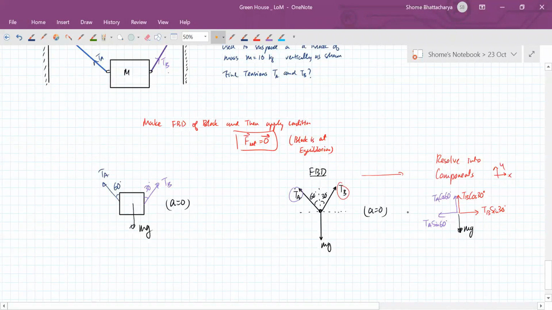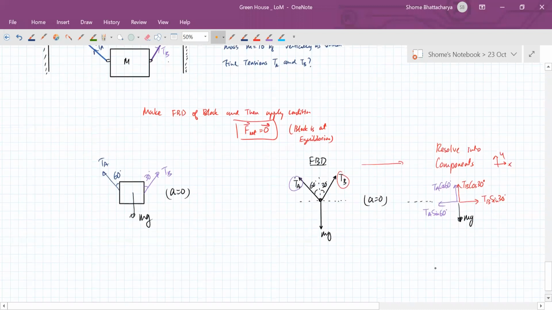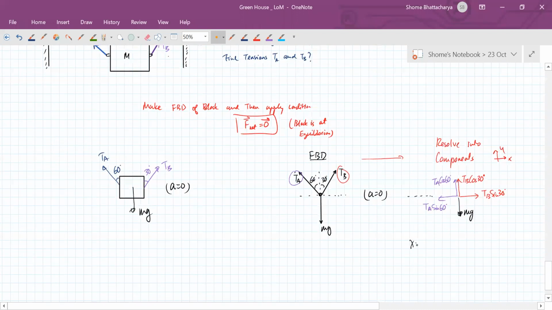So the forces are resolved into x and y components. Now along the x-axis we have TB sin 30 degrees has to balance TA sin 60 degrees. So that is telling us that TB is equal to root 3 times TA. This is our equation 1.